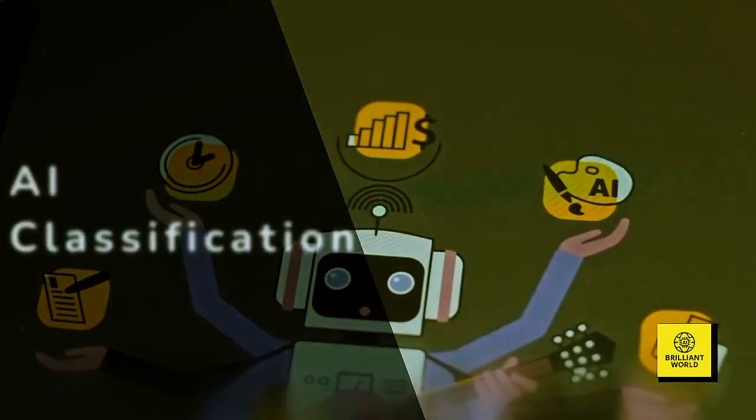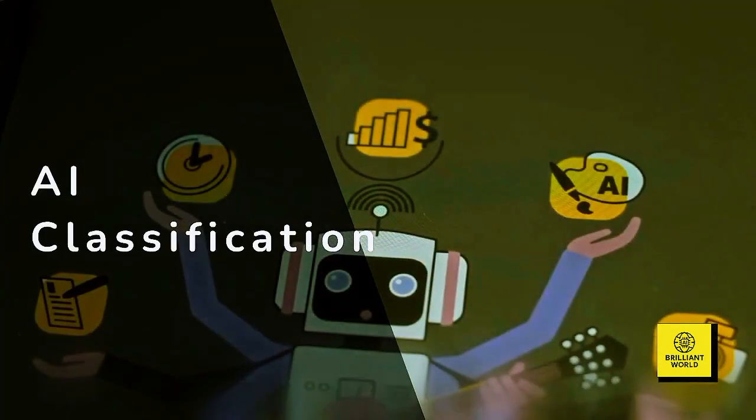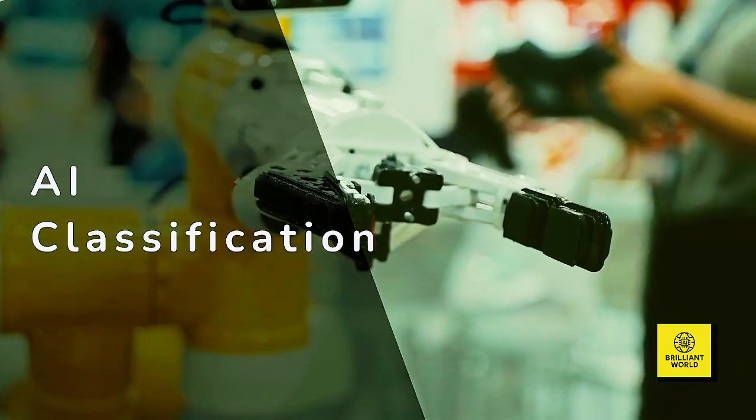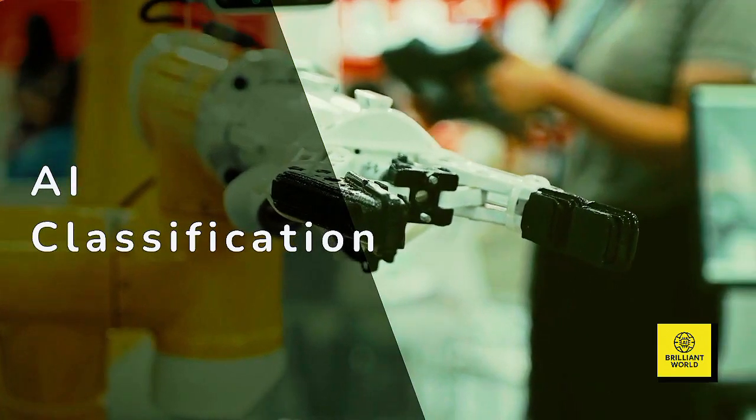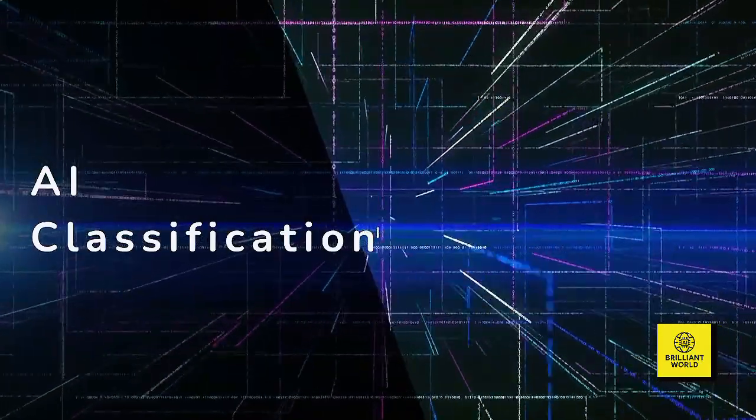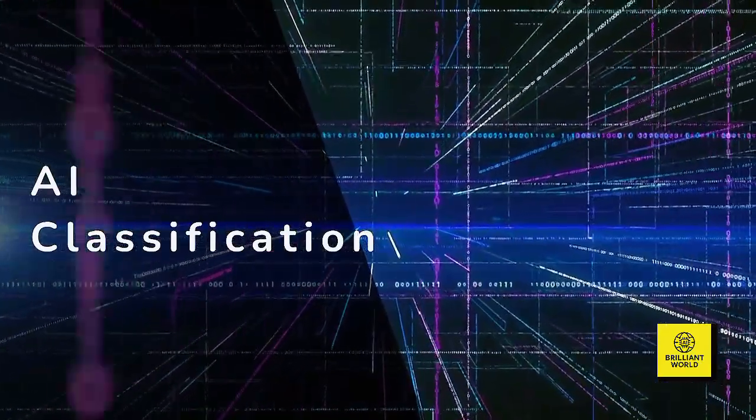This classification focuses on what an AI system can actually do. It's about the level of intelligence and the tasks it can perform. We'll look at weak AI, strong AI, and super AI.